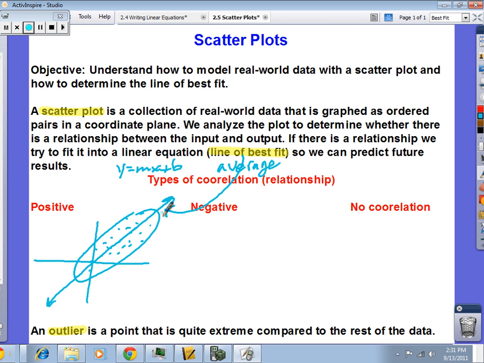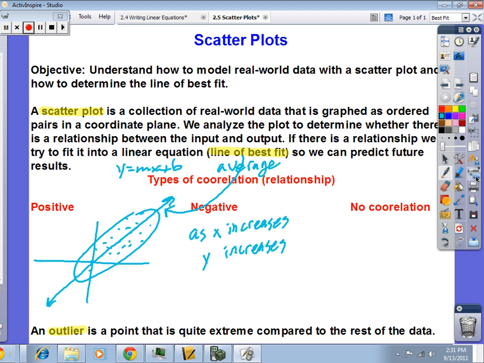Now, you just look at the slope of it. If this has a positive slope, it's going to be a positive relationship. What that means is this: as x increases, y increases. So they both go up. So in this case, the more fat grams, the more calories. Austin, they're both going up. The more fat grams, the more calories.